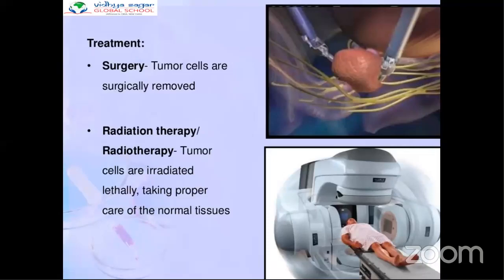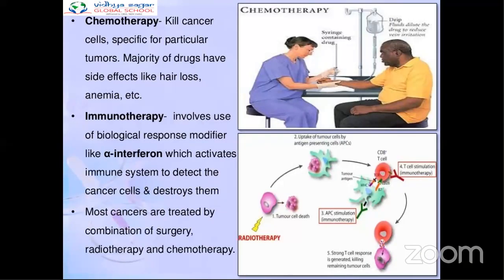So for treatment, in surgery, tumor cells are surgically removed. In radiation, tumor cells are eradicated lethally, taking proper care of the normal tissues. The next one is chemotherapy. Cancer cells are killed by drugs specific for particular tumors. The majority of drugs have side effects like hair loss. Most cancer patients go for chemotherapy. Actually, they will remove the hair because there will be more hair loss from using different drugs.